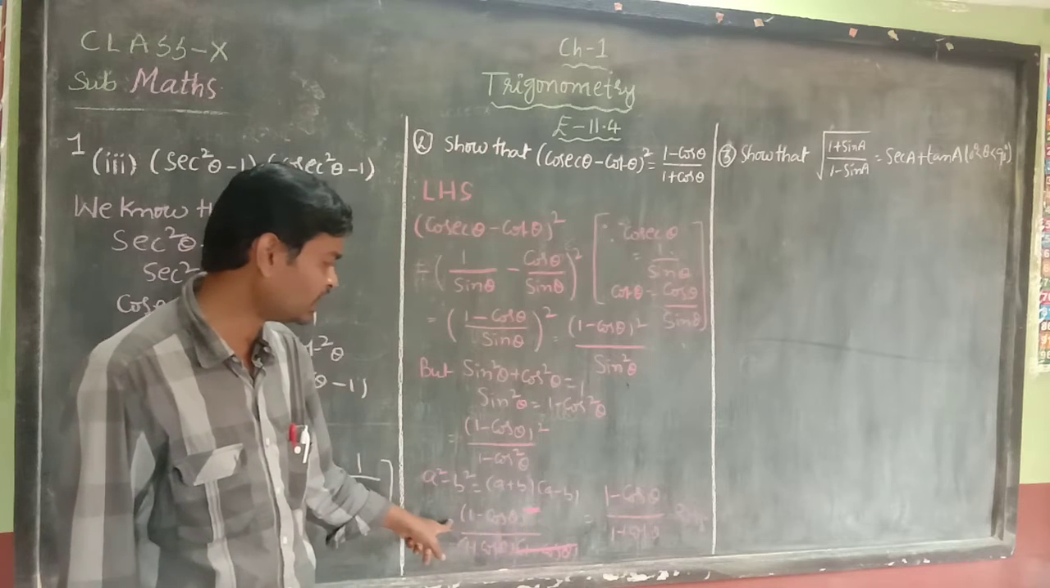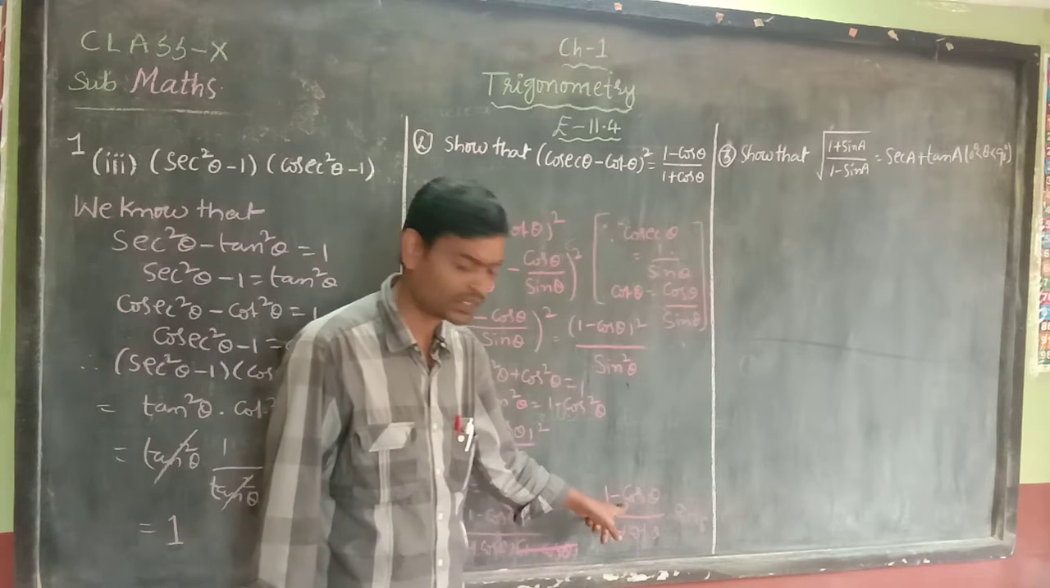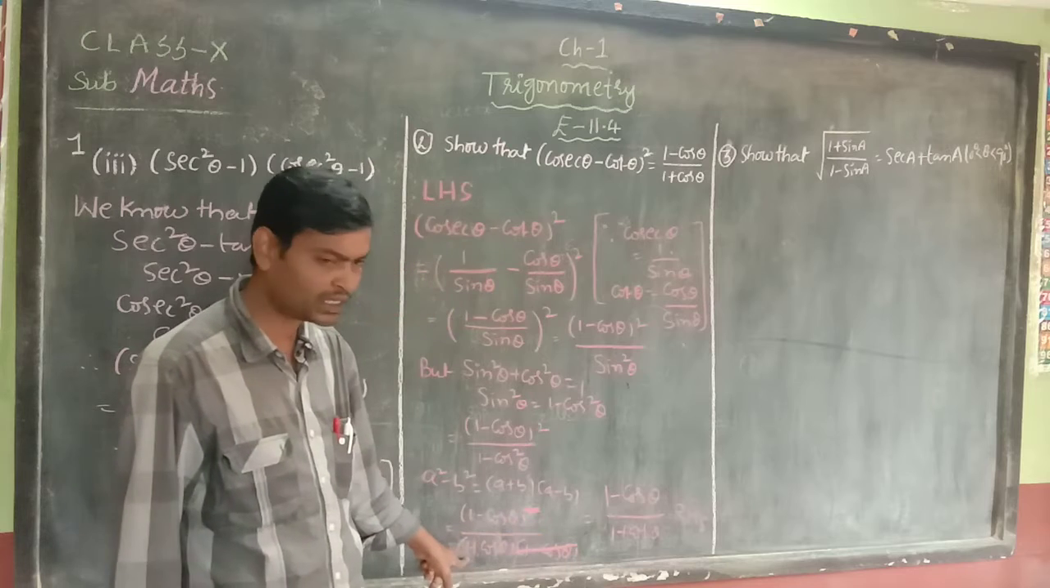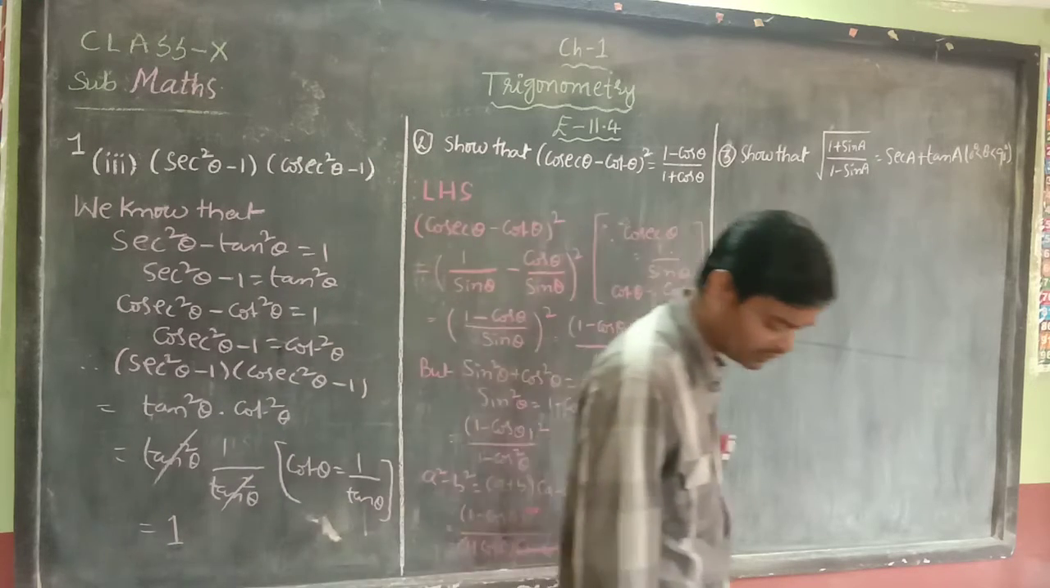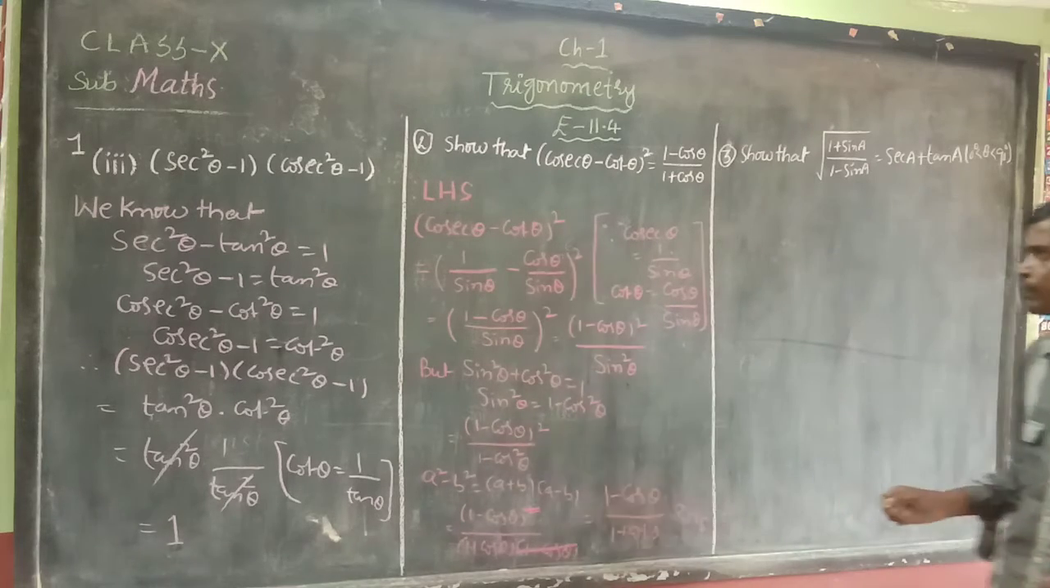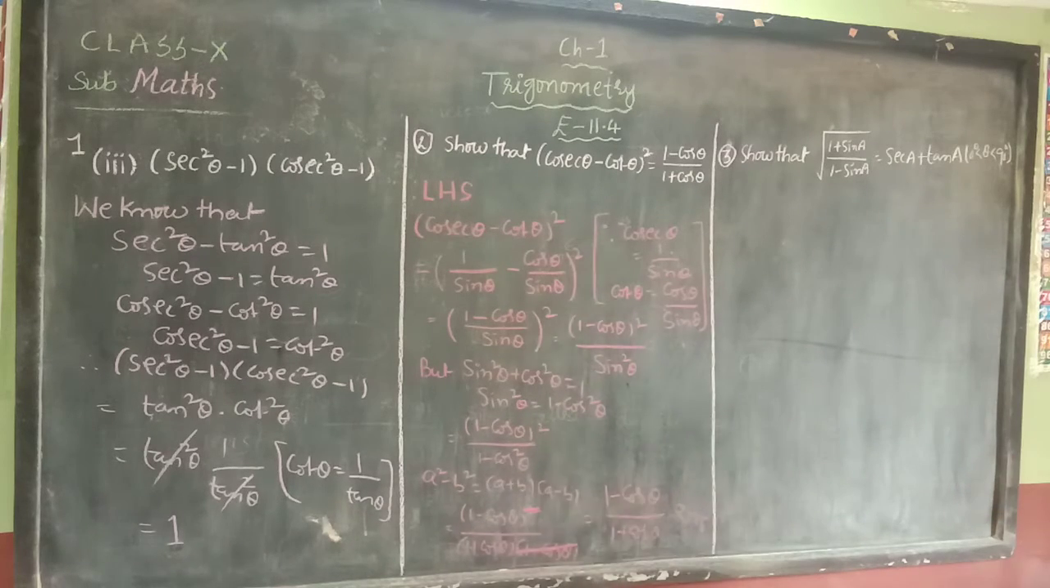So what is left here? 1 minus cos theta is left, divided by 1 plus cos theta, which is equal to the RHS. That is the second problem. Let us go for the third one.